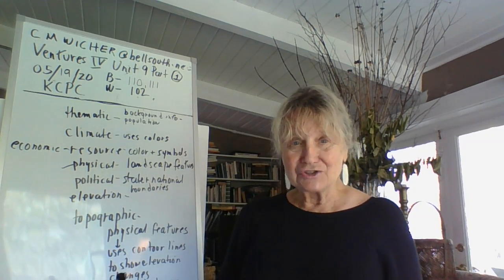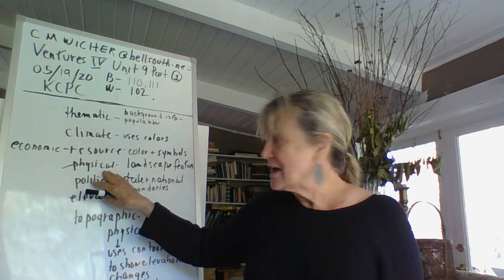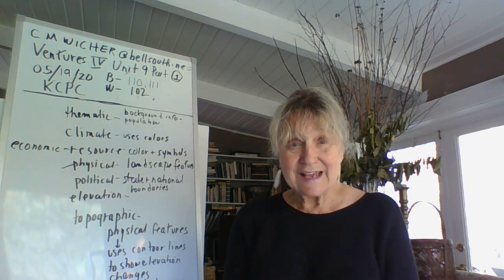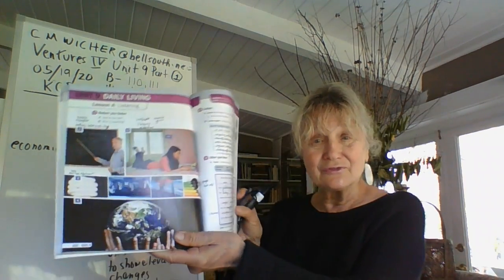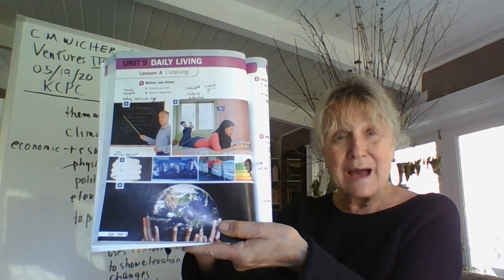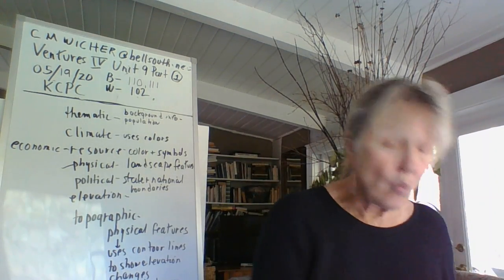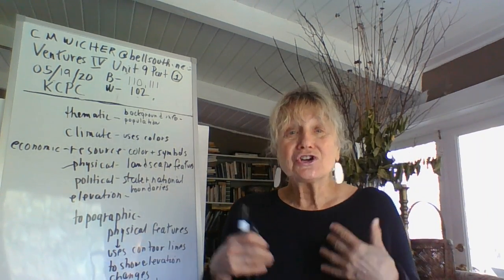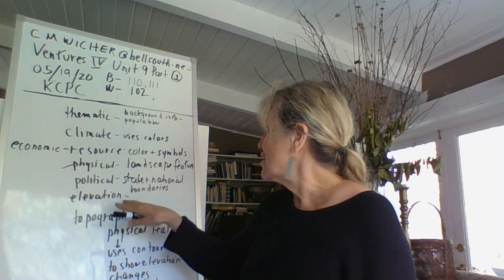The next is an economic or a resource map, and it uses colors or symbols to show the economics of a country. The next is called a physical map, and it shows the landscape features, which this absolutely does if this is a globe. But if it were a map, it would show the landscape features because it shows the water, the mountains, the trees, which is, of course, part of the landscape.